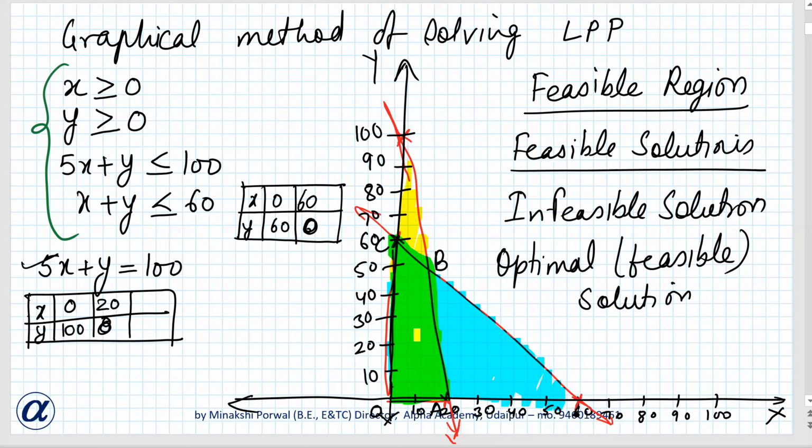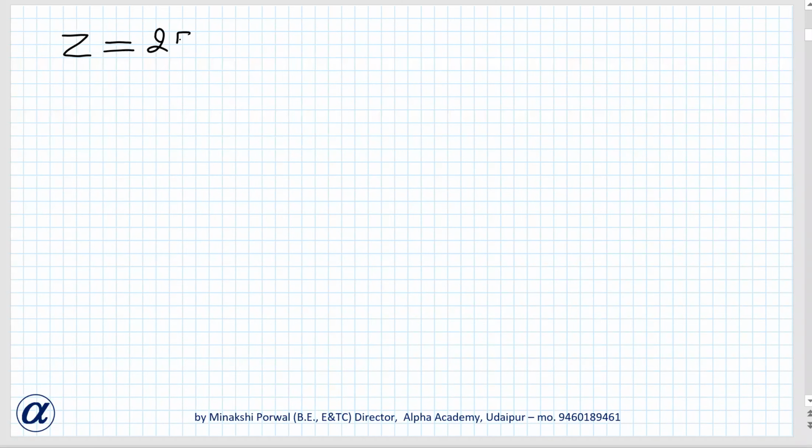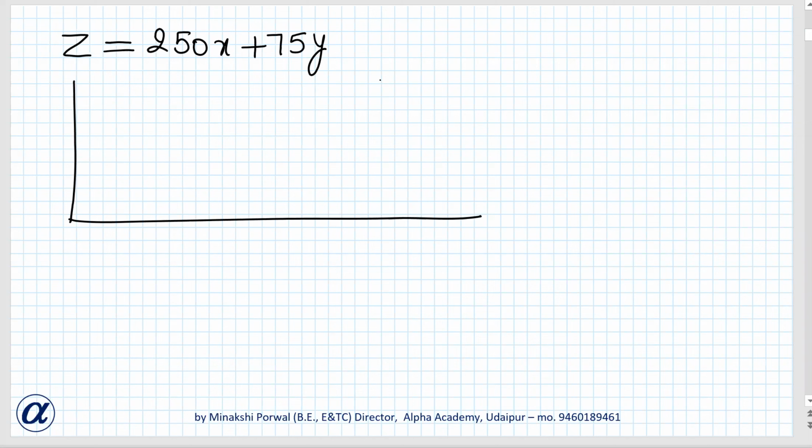Okay, there can be infinite feasible solutions, but the optimal feasible solution will be the point which will give us the maximum value. Here maximum because we are talking about profit. Our equation for profit was 250x plus 75y. Okay, now to get the optimal solution, we'll find the value of z at all the corner points of the polygon.